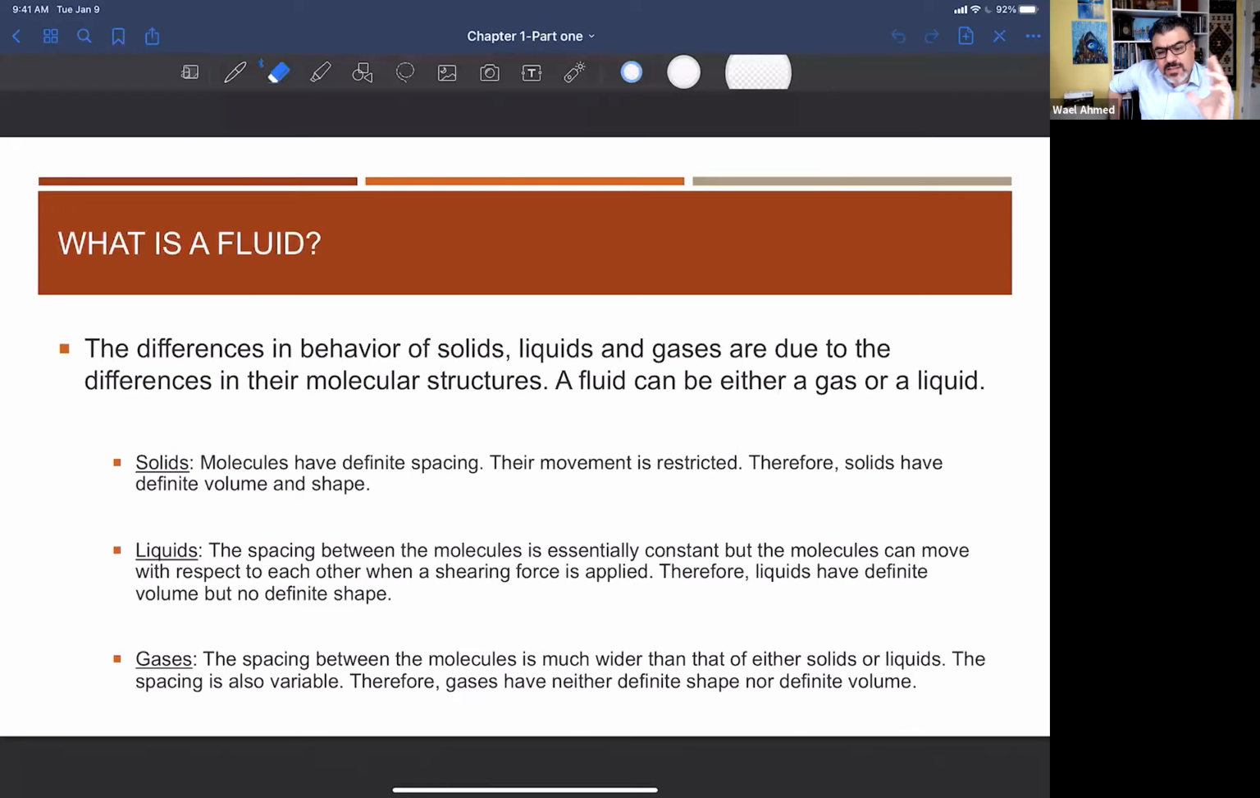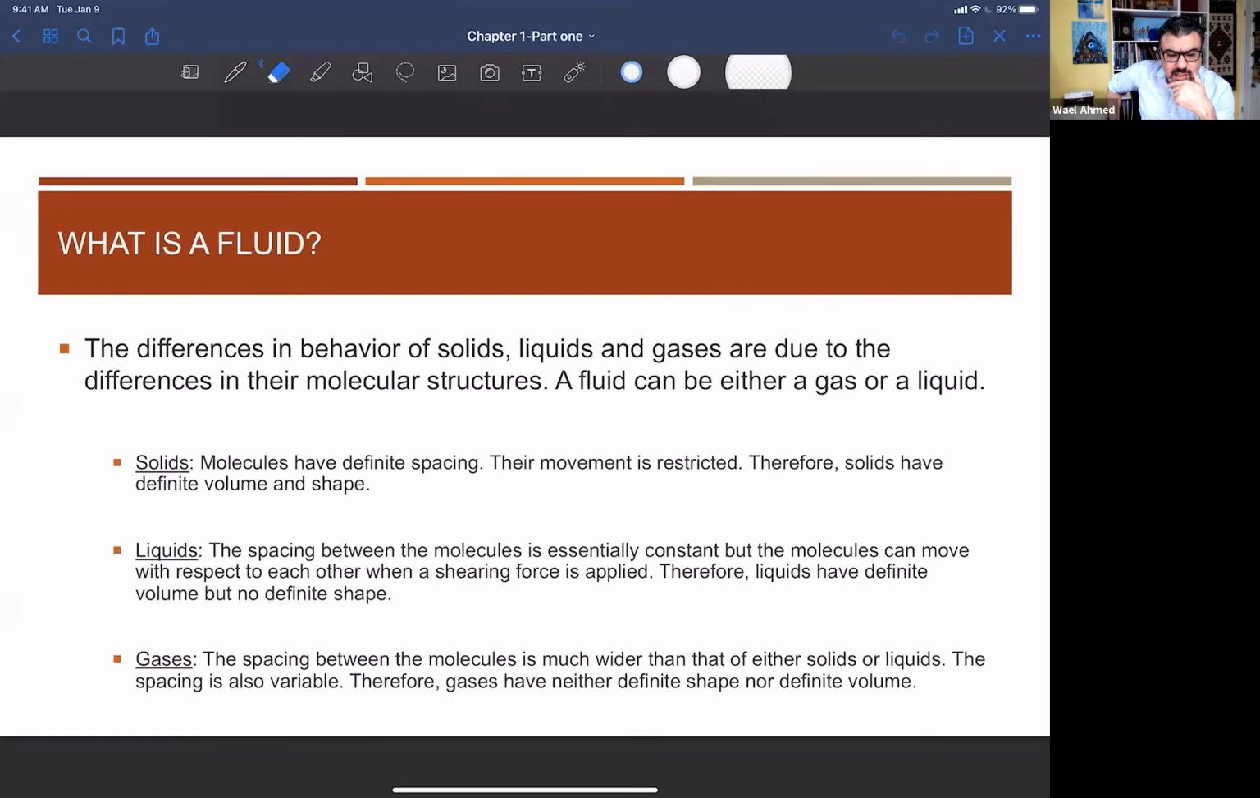But for liquids, you might see these forces are a little bit less, and the spacing between the molecules is larger. And that's why a liquid has a defined volume, a certain volume, but the shape of this volume can change, taking different shapes based on the container where you put the fluid.